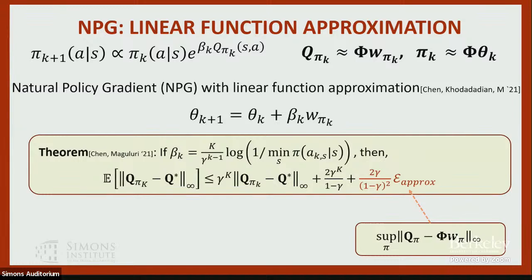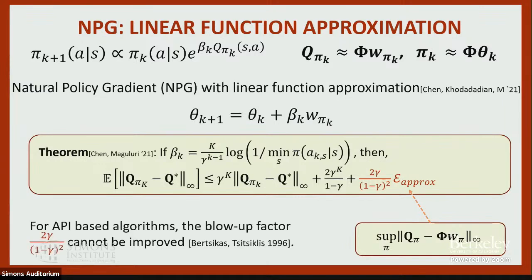But now when you put it all together within the NPG framework, what we are saying is that we end up with a blow-up factor of gamma over 1 minus gamma, whole squared. And it turns out that for this approximate policy iteration class of algorithms, this blow-up factor is inevitable, in the sense that there's an example presented by Bertsekas and Tsitsiklis in their book, which shows that this is inevitable for any API algorithm.